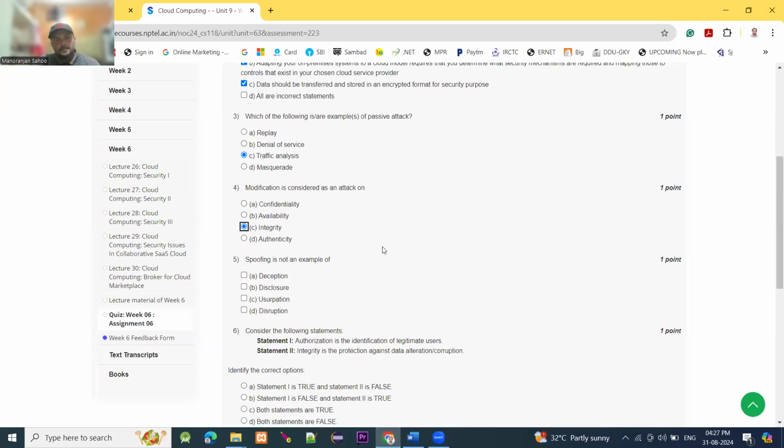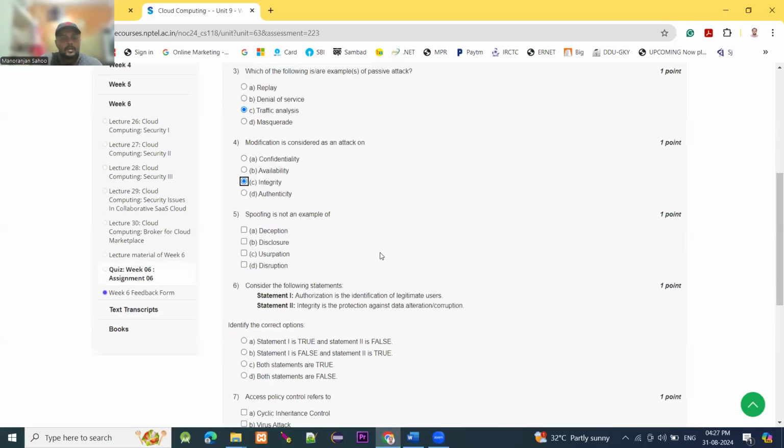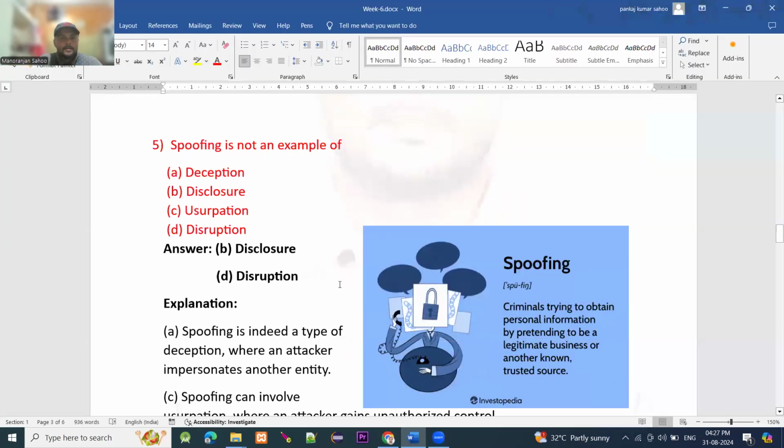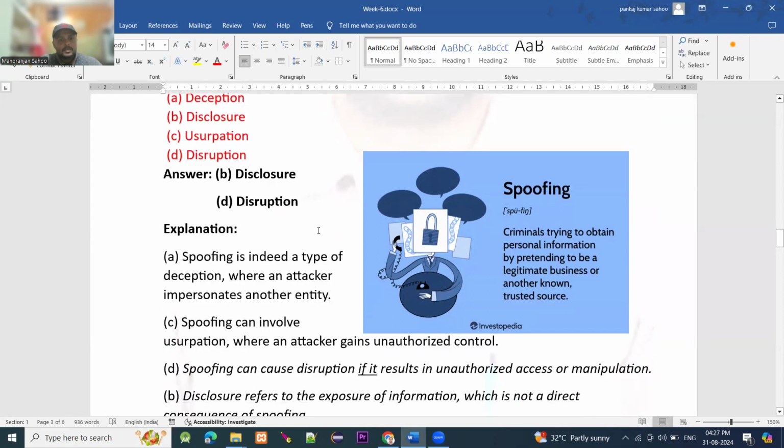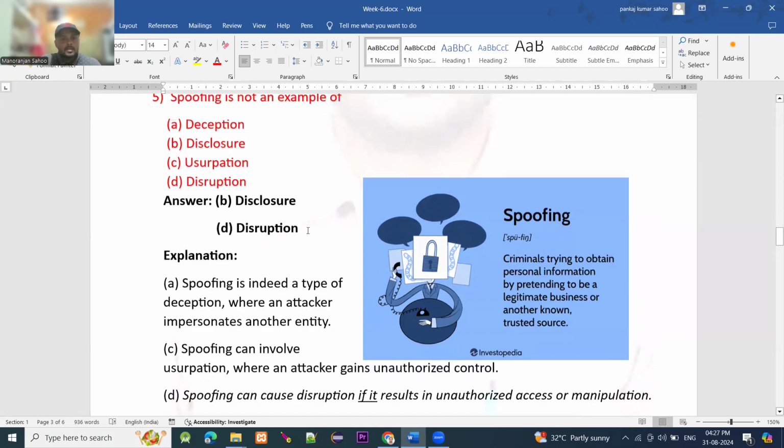Moving to question number 5. Spoofing is an example of what? Options B and D. Here the question is: spoofing is not an example of what? Option A is deceptions and usurpations. But options B and D are not an example. Four options are given: spoofing is not an example of decisions, disclosure, usurpations, and distributions. Disclosure and distributions are not an example.